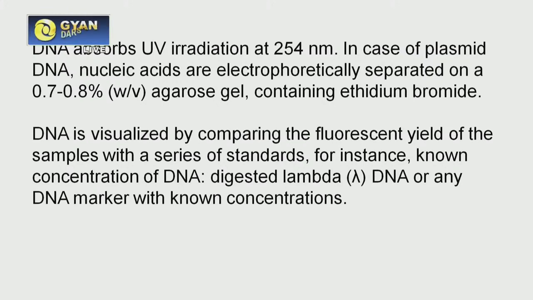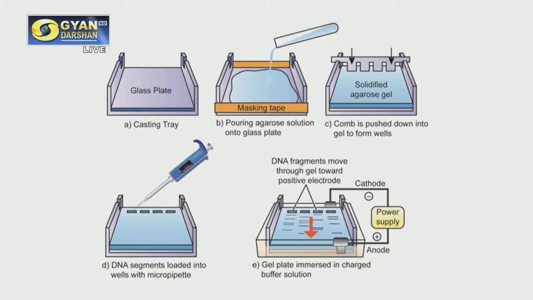That is, DNA absorbs UV radiation at 254 nanometer. To be precise, we say 260 nanometer. To be more accurate, 260 nanometer and precisely 254 nanometer. So in case of plasmid DNA, nucleic acids are electrophoretically separated on an agarose gel, and then you stain the gel with ethidium bromide and visualize it under UV transilluminator. So that is how you undergo an agarose gel electrophoresis, and these are actually the steps.